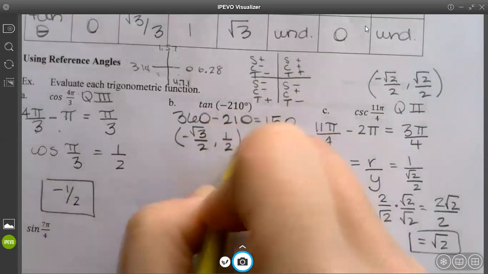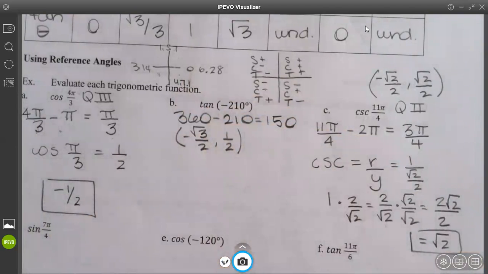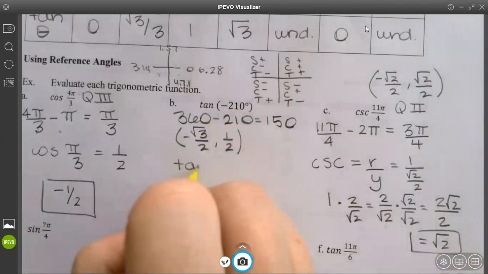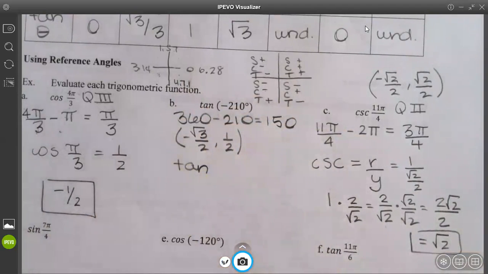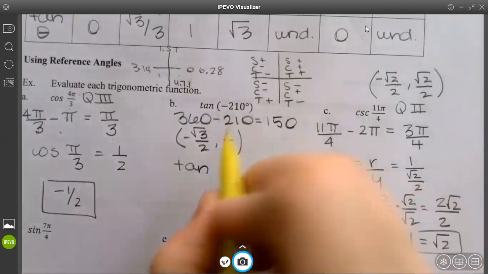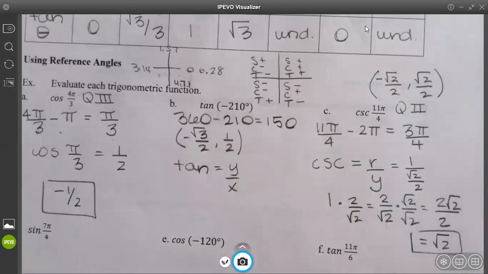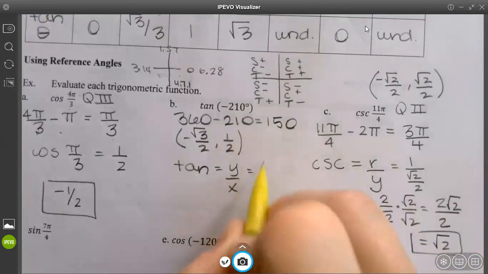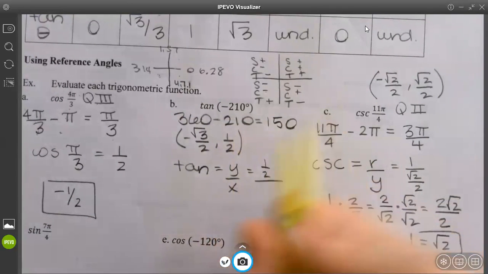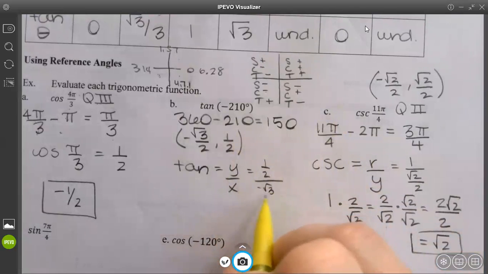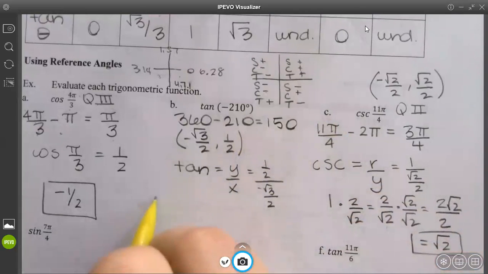Why is it negative? Because it's in the second quadrant. So we're doing tan. What's your ratio for tan? Y over X. What's your Y? 1/2. What's your X? Negative square root of 3 over 2. We don't divide, we multiply.